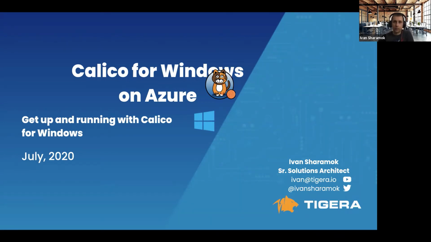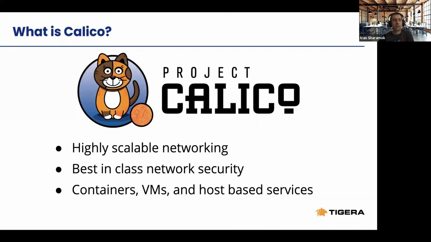So in today's session, what I want to go through and to demo is how to configure and how to use Calico for Windows, how to provision the infrastructure, configure Calico, and then configure Windows hosts and join them to the Kubernetes cluster. So for those who are not familiar with Calico, I'll briefly describe what Calico is.